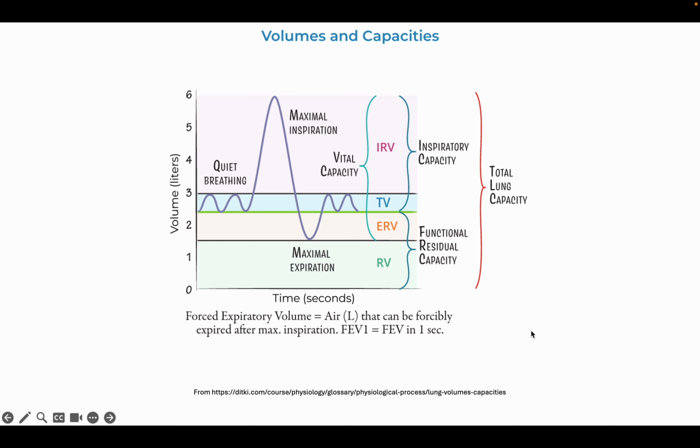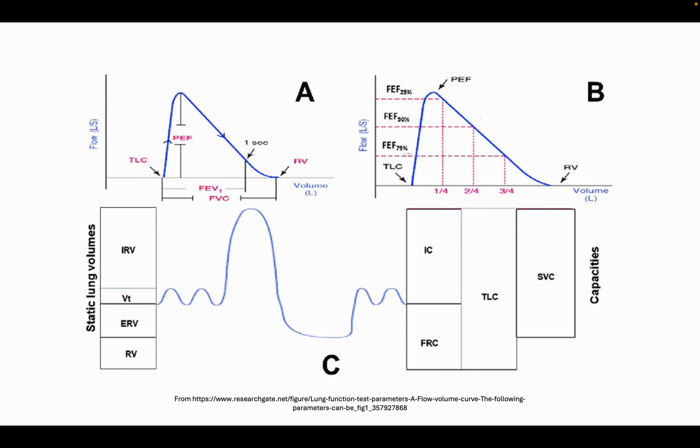The other volume that you'll need to be aware of as we progress forward is the forced expiratory volume, and that is how much air can be forcibly expired after maximal inspiration. You can mark this in any way you want. So there's FEV1, which is forced expiratory volume in 1 second. There's FEV3, there's FEV5, but the one is the one that you need to be aware of. How much air can you get out from maximum inspiration in 1 second? And these are the sorts of things that we look at in pulmonary function testing.